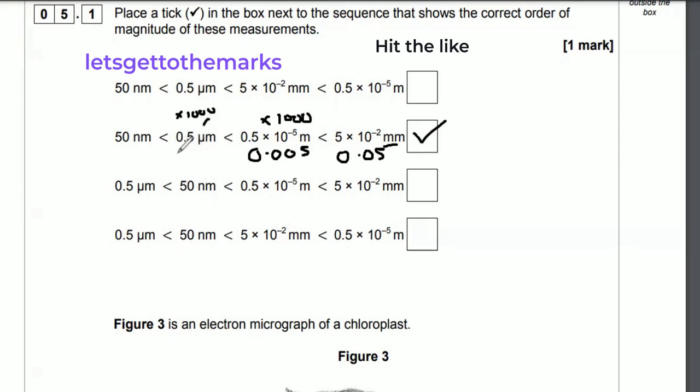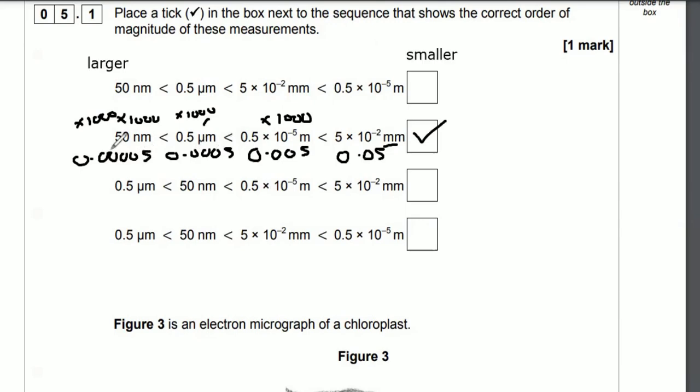Then I've got micrometers. I want to convert those into millimeters, so I need to, sorry, divide by 1,000 because we're going back up to millimeters. So you divide when you go up, and that equals 0.0005. And then I've got nanometers, and I've got 50. So I need to divide by a million, basically, by 1,000 times 1,000. And that puts them all into millimeters.